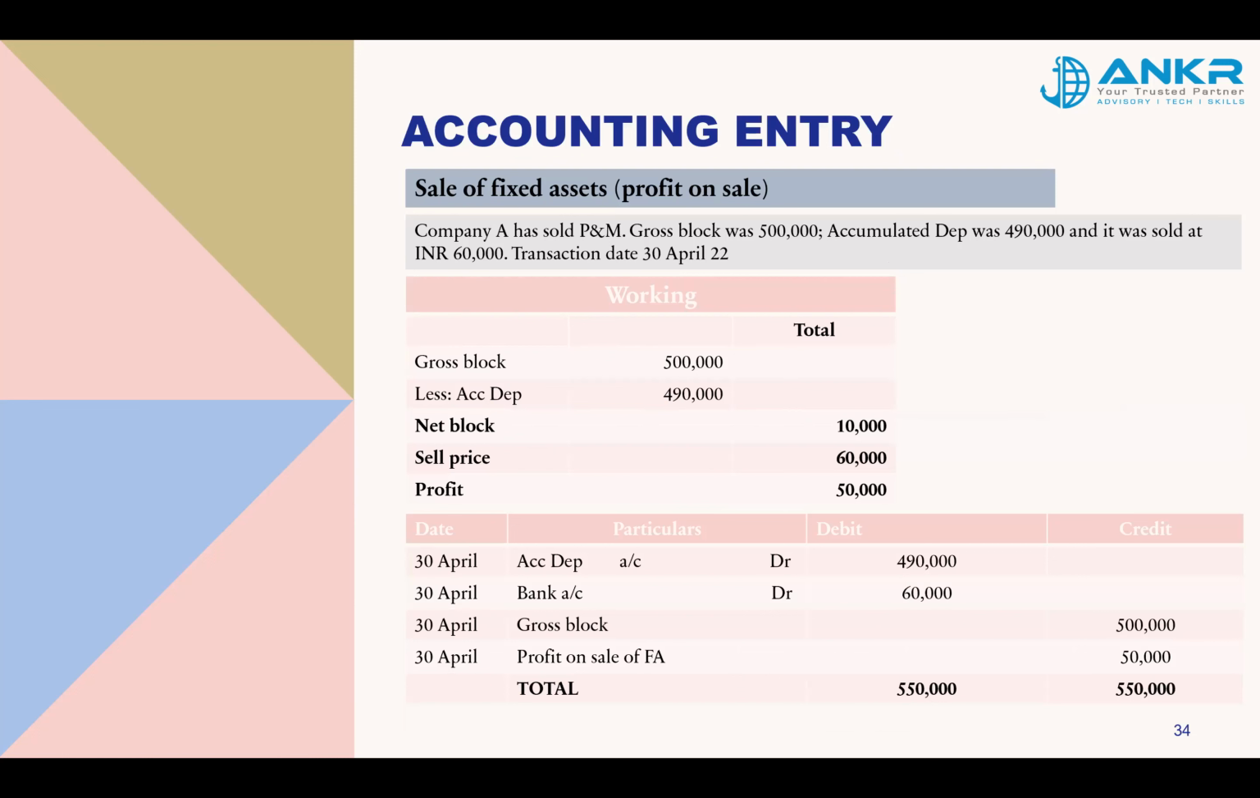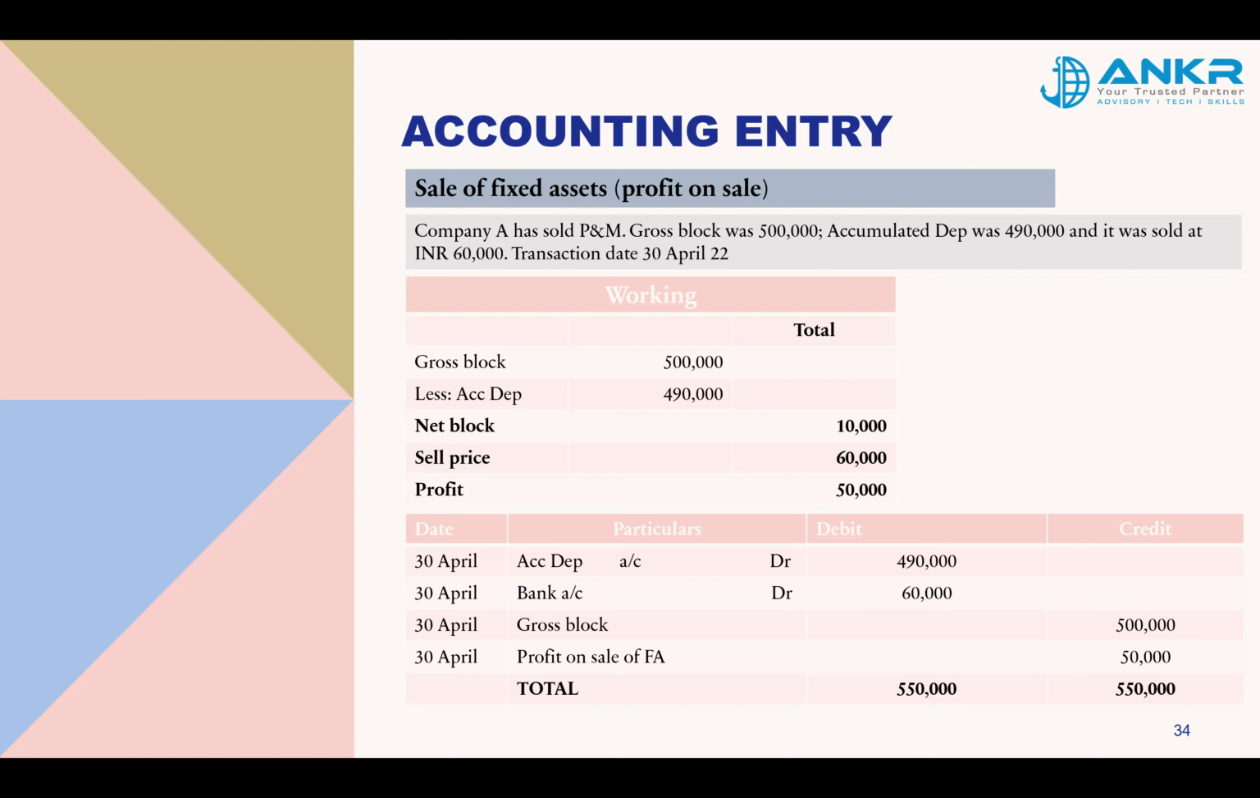Now, when you have purchased the fixed asset, you have charged the depreciation. There may be a situation where you have to sell the fixed assets. So please listen to these questions. We have 3 examples. Look at them again and again so that the concept becomes very clear to you. Example, company A has sold plant and machinery. The gross block was 5 lakh rupees. Accumulated depreciation was 4,90,000 rupees and it was sold at 60,000. Transaction date is 30th April.